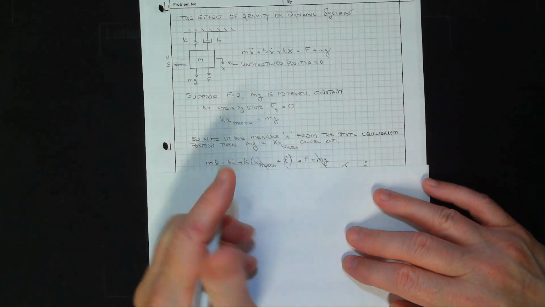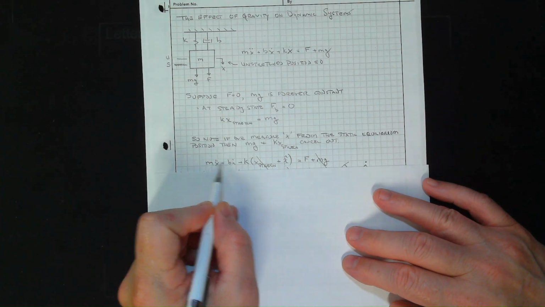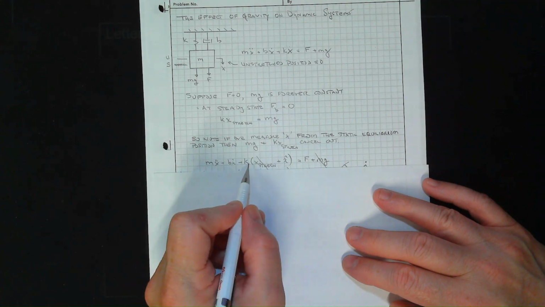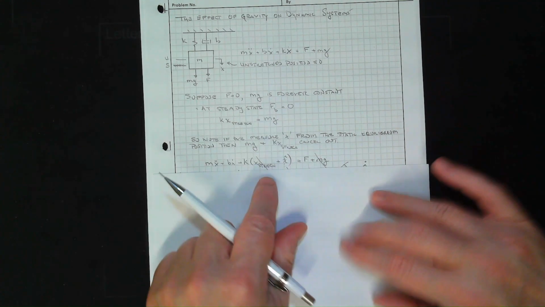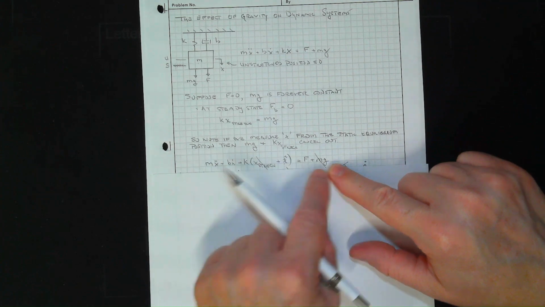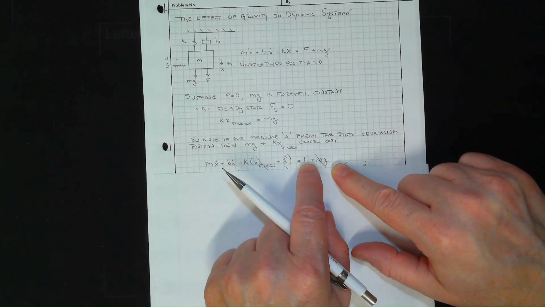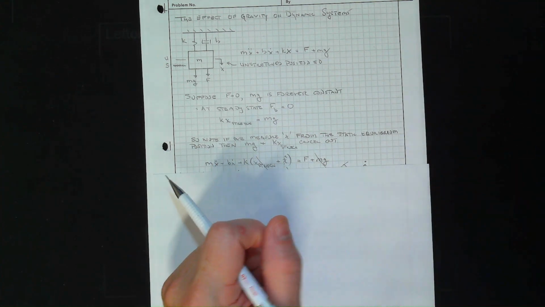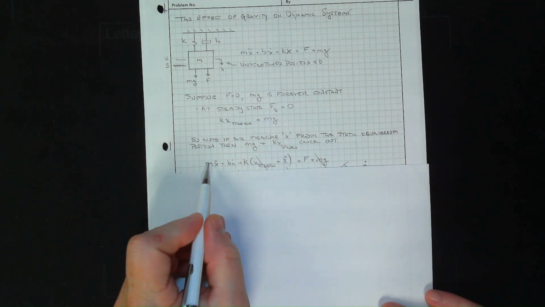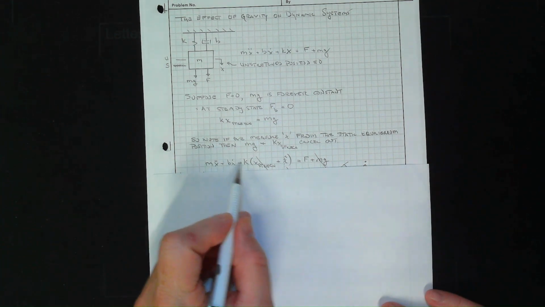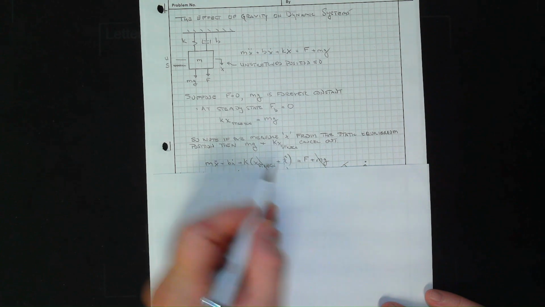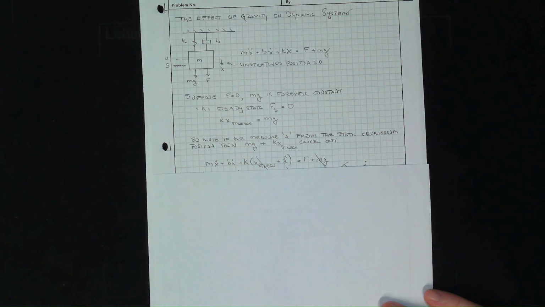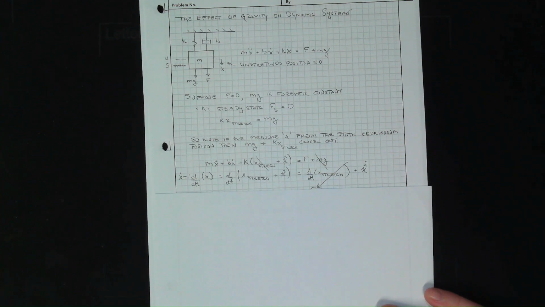Now I have m x double dot plus b x dot, then I have this k x stretch and the mg. Those cancel each other out. This equals that. And then we have our F left over. So now I have a differential equation: m x double dot plus b x dot plus k times this x hat, measured from the stretched point. And now here's what I want you to take notice of.